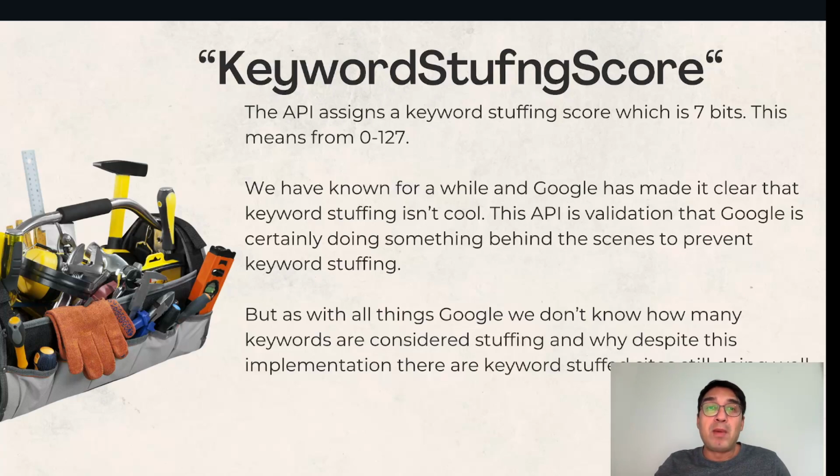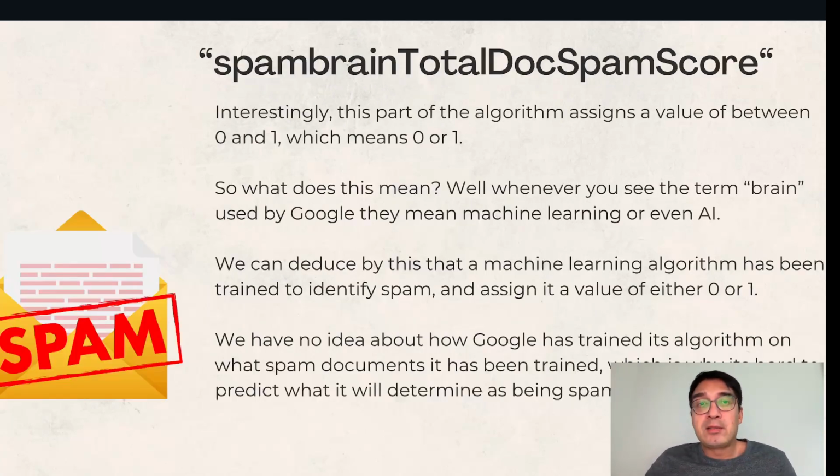So you might want to avoid that. The safe keyword ratio, if you'd like to call it that, is between 1 to 3%. You want to make sure that at least your keyword is in the main part of your text. The next one is SpamRank total log spam score. Now, interestingly, this part of the algorithm assigns a value between 0 and 1. What this means is that either your content is seen as being spammy or it's seen as not being spammy.